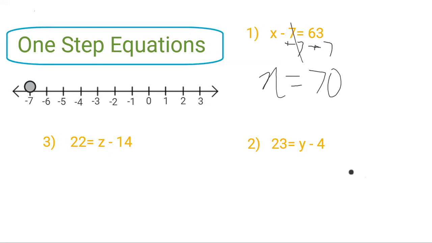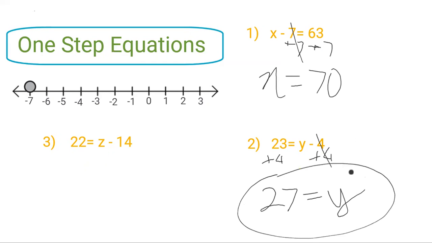Okay, question 2. 23 equals y minus 4. So what minus 4 equals 23? So you have to add 4 to cancel out this 4 and get the y by itself. So 23 plus 4 equals 27. So y equals 27. That's the answer.